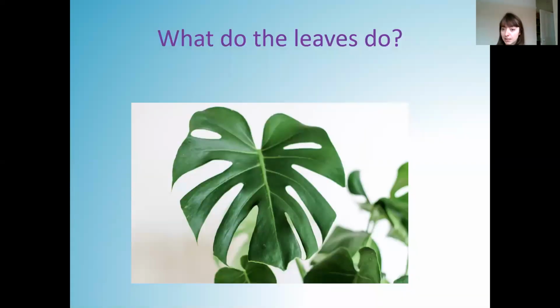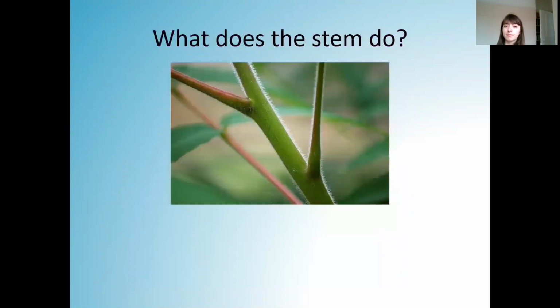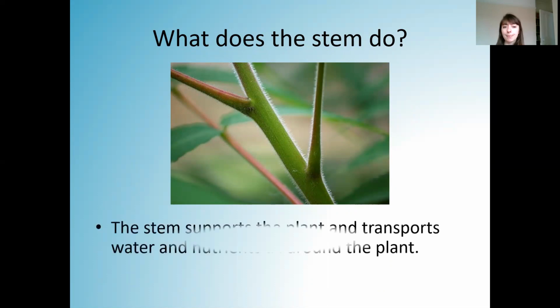Let's find out what the other parts of a plant do. So what about the leaves? Are they just there so that they can wave at their friends? The leaf on one tree can wave to the leaf of another tree? No, maybe not. Let's find out. The leaves help the plant to make food for itself. What about the stem? What does the stem do? The stem supports the plant and transports water and nutrients all around the plant.